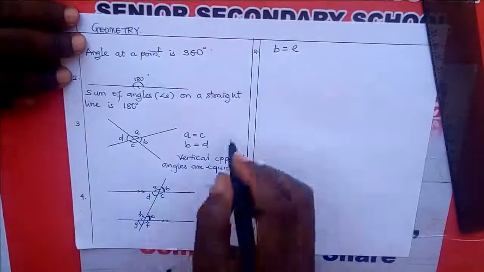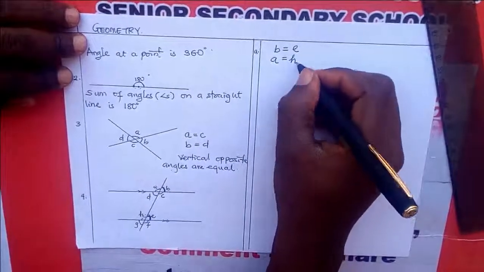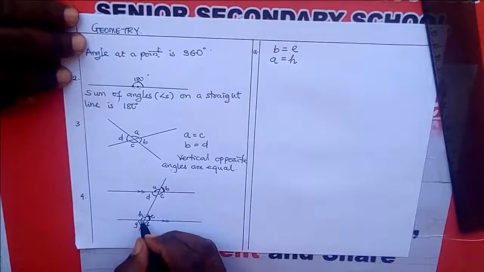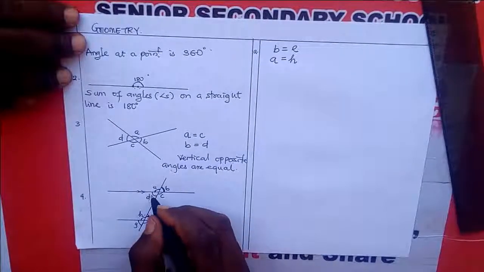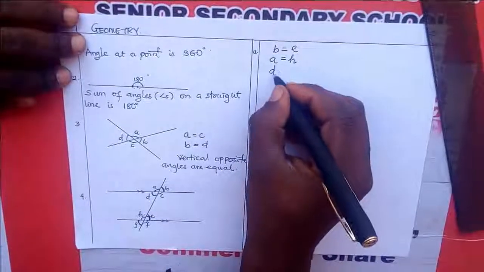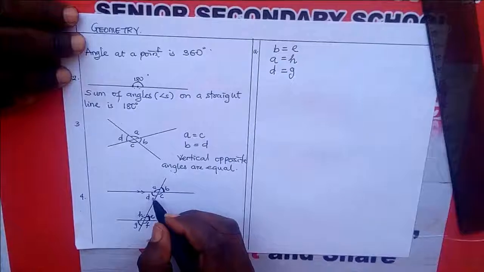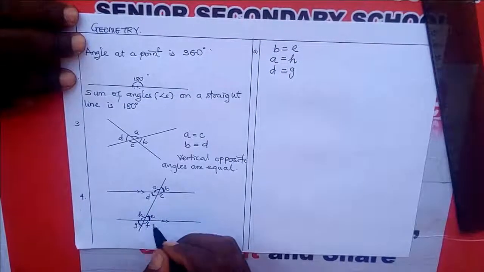So A is equal to H. Why? Because this is at the top left, this is at the top left. So they are corresponding to each other. Then D is equal to G. Why? They are corresponding because this is at the bottom left and this is at the bottom left.